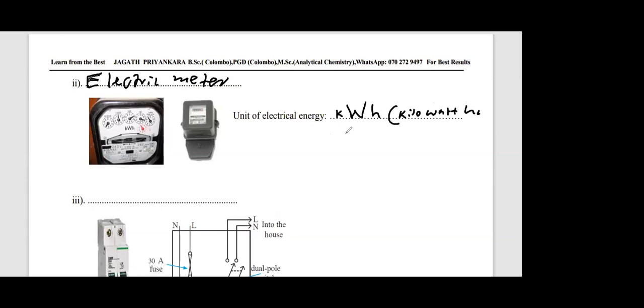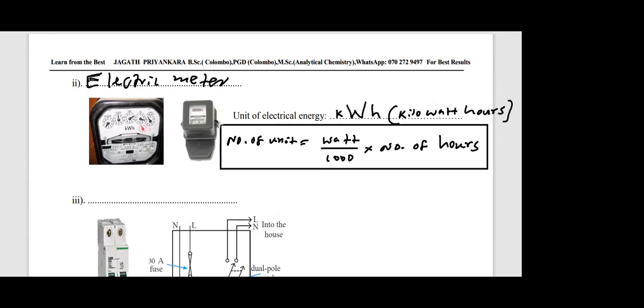Watt divided by 1000 into number of hours. Please remember this equation. This equation is used to calculate the number of electrical units. Number of units equals watt value of the appliance divided by 1000 into number of hours. That is how you may calculate the electricity consumption, electrical energy.